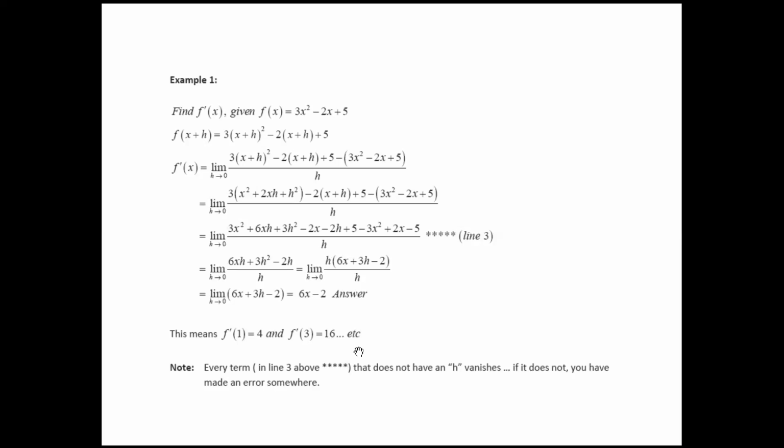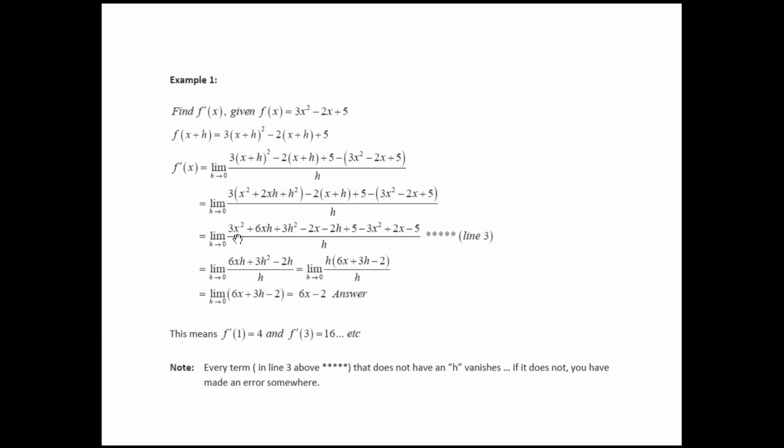Now, before we leave this problem, you see this string of asterisks, these like stars. I have 5 of them here. That means this line is pretty important. I want to say something about it. It's line 3, 1, 2, 3. In this line right here, everything that doesn't have an h should and must vanish.